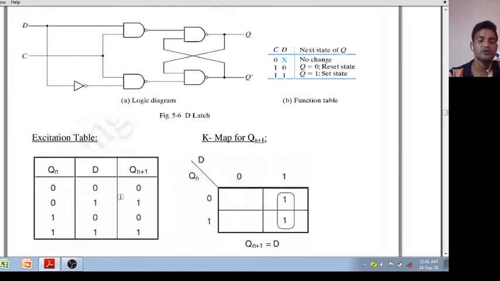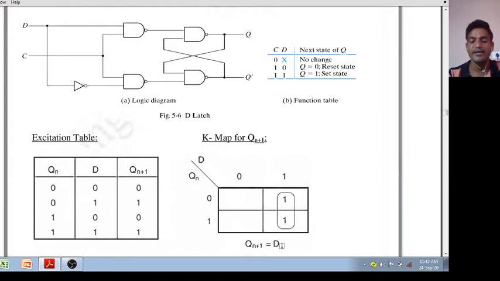Now solve K-map. There are only 2 minterms. Just make a pair. So Qn plus 1 equal to D, or you can say D equal to Qn plus 1. In case of excitation table, excitation D will equal to Qn plus 1. In case of characteristics equation, Qn plus 1 will be D. So you have to remember, whatever is the input, that will be the output. Means whatever data we are giving, we are getting the same output.